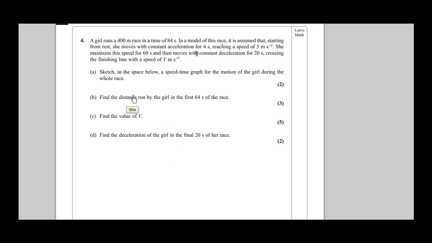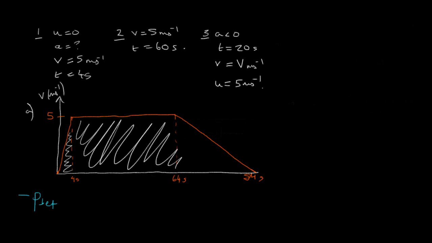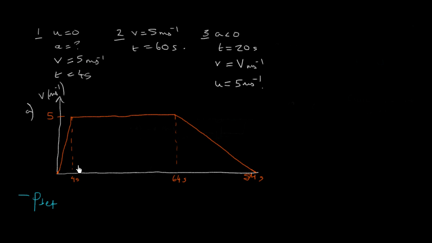Okay, then part B, find the distance run by the girl in the first 64 seconds of the race. Okay, so that was part A. Now for part B, first 64 seconds, so they're asking us for this area plus this area. Right, we need to find those 2 areas. Now, we know that this area plus that area is equal to 400. Right? And that's going to come in handy later. For sure, and I'm tempted to use that from now and solve everything in one go, but let's try to do it in steps as they want us to do it.